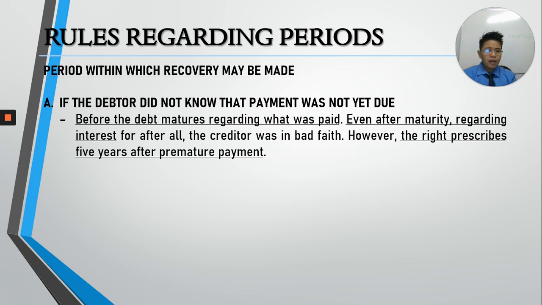So, pagka nag-mature na rin, let us say class February 25, binayaran, tapos hindi pa naibabalik hanggang March 3 yung due date. So, actually, yung due date dumating na. So, he can recover yung interest ng pera, from the time of premature payment up to the maturity date. So, this right to recover yung interest will prescribe or expire. Yung term na prescribe, tandaan natin, expire 5 years after premature payment.